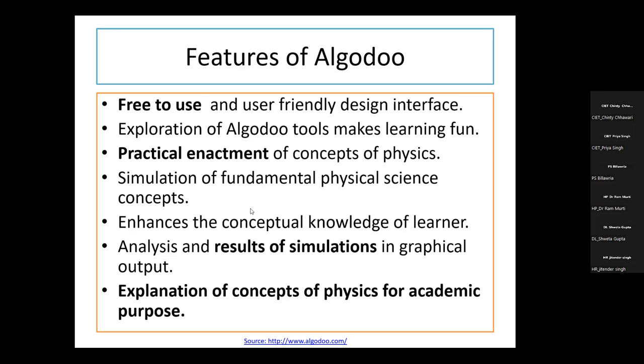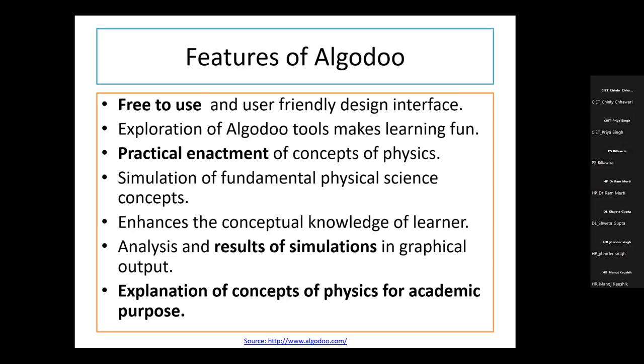So this is a very interesting and practical tool. In the simulation, basically simulation means we imitate, basically copy, the real life environment in this interface. So using Algodoo, we can create a concept of physics using the simulation, which we see in our real life. And we can create it in a very playful, cartoon manner so that it interests the learners. It enhances the conceptual knowledge of learning. And we can get the result of the simulation and the analysis in a graphical output. Also, we can use Algodoo to explain the different concepts of physics, which helps the students and the learners get more knowledge about them.